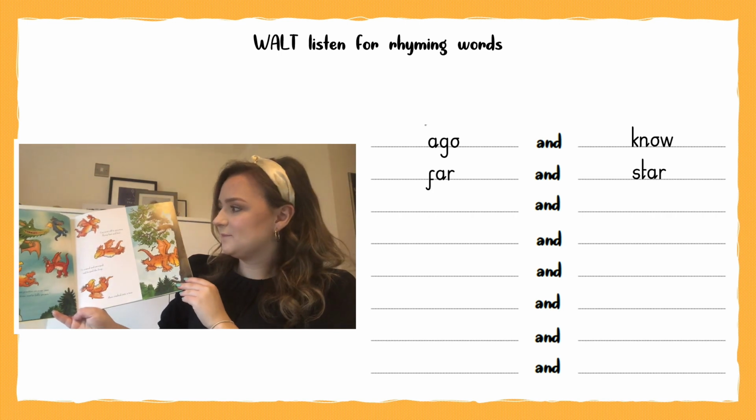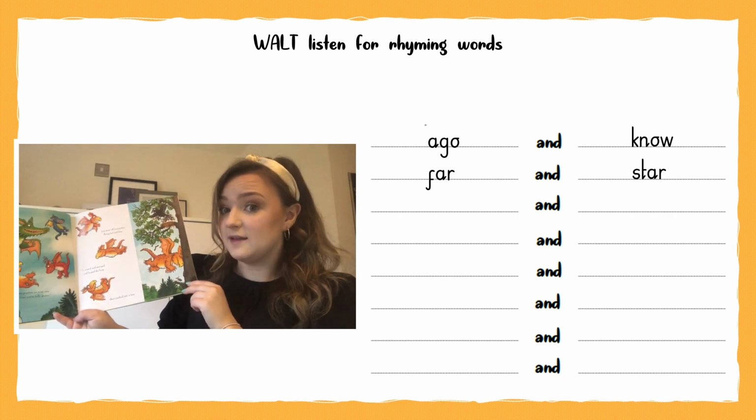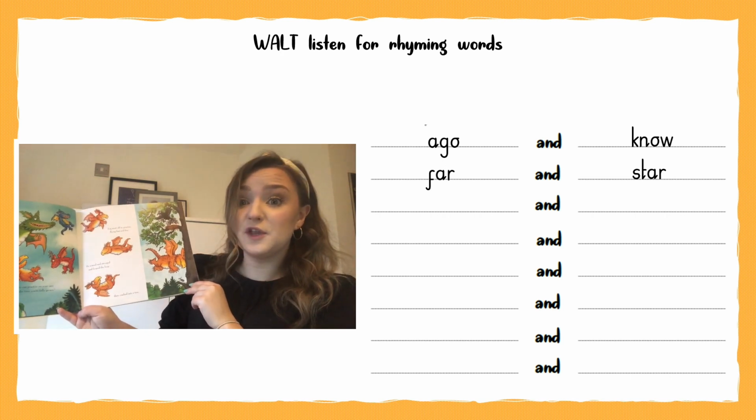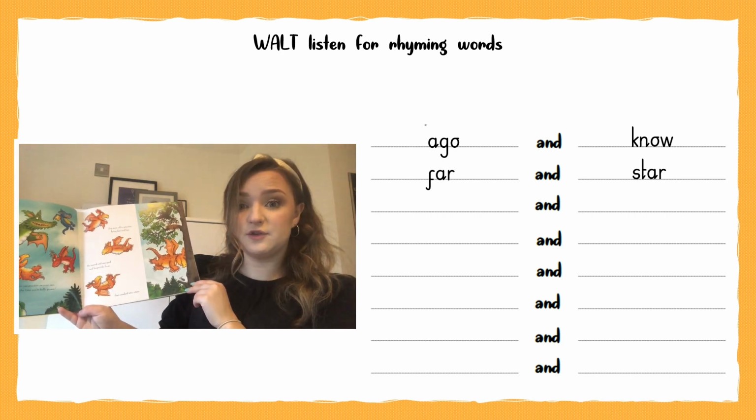Let's carry on. Zog went off to practice, flying fast and free. He soared and swooped and looped the loop, then crashed into a tree.